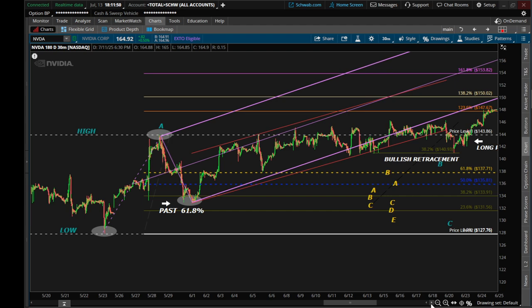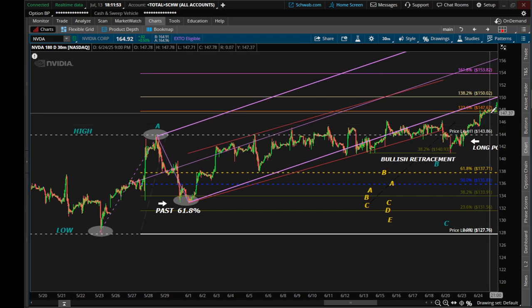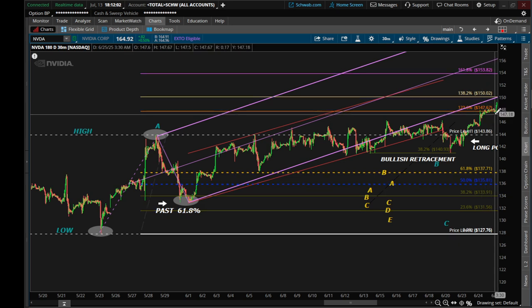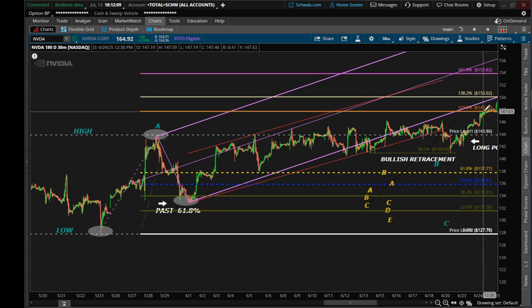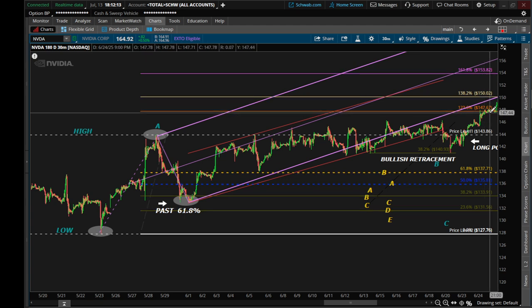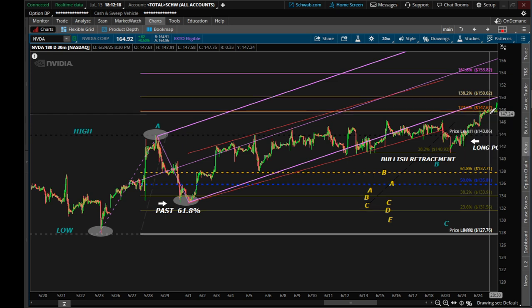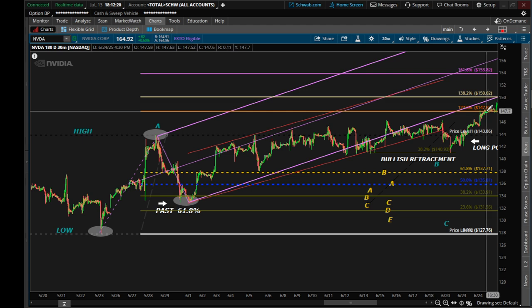So we hit the 123.6. You can see here we started to consolidate, make a triangle, and because we started making higher lows here, this would have given me a good indication, and I'll zoom into this later, but I just want to try to do this as kind of a fake real time here. So this would have given me the indication we were going to break higher to the 138.2.